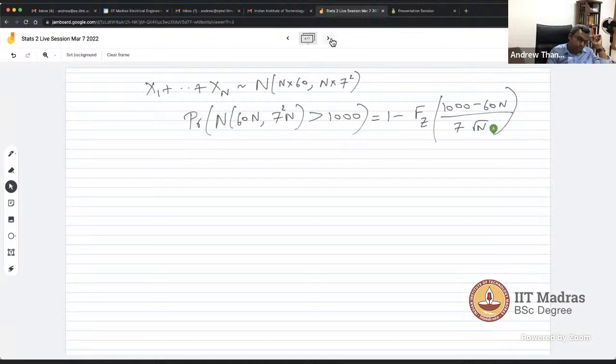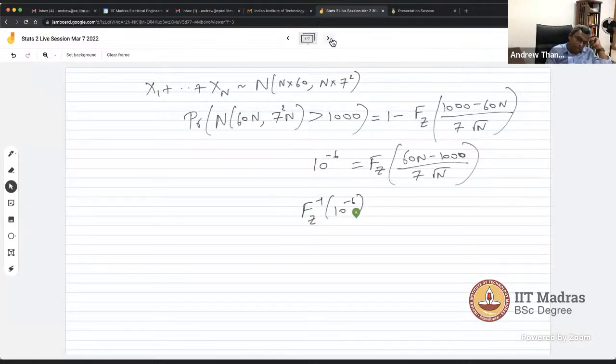This is the answer. You can also write it in this other fashion, like 60n minus 1000 by 7 root n. I think this is maybe a little bit easier. Maybe it becomes quadratic in n, I don't know. So this is given as 10 power minus 6, let's say, right? So I want to solve for n. So you'll get FZ inverse of 10 power minus 6. That will give you 60n minus 1000 by 7 root n. So maybe you get a quadratic, and you can try to solve for it.